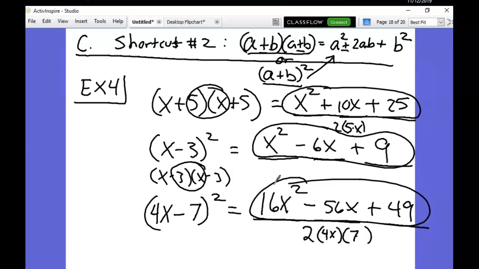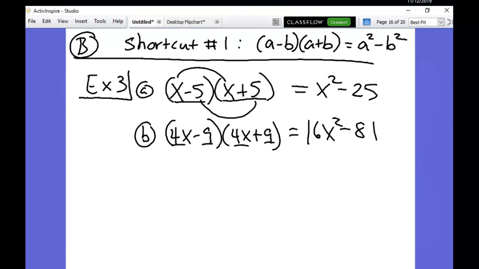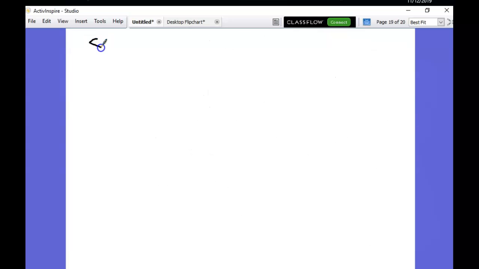Okay? So I'm going to throw up a couple problems for you, but I've shown you guys two shortcuts, okay? I've shown you this one where they're exactly the same, or it could be written as a square. I've also shown you this shortcut where they're almost the same, just one's a plus and one's a minus. So don't get the rules mixed up. But there you go. So I'll throw a couple at you here. Student practice 2.